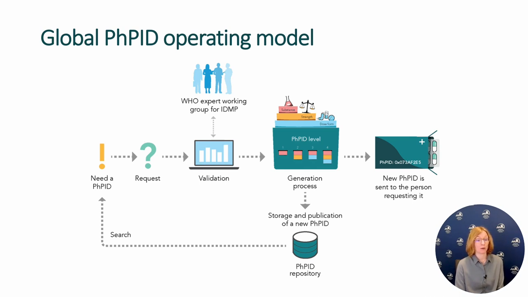The pharmaceutical product information is then validated according to the business rules, using relevant data from local registries and market authorization holders. If the validation rules cannot be applied, UMC will consult with the WHO International Expert Working Group. If the validation is then approved, UMC will generate the PHPID at all the relevant levels, and the code will be shared with the requesters and published in a repository.